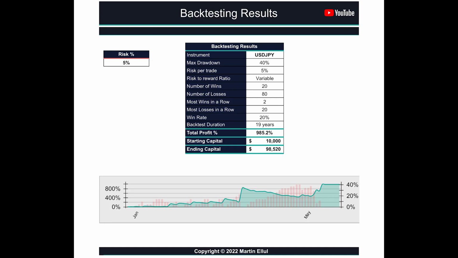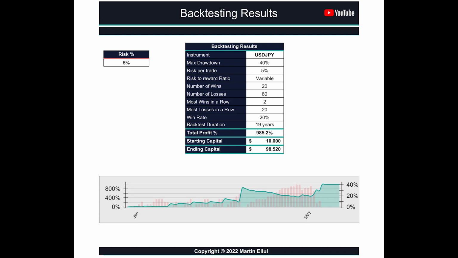And the backtest was over 19 years, obviously, because it's on the weekly time frame, with a total profit of 985%. So essentially, if you had started with $10,000, you would have ended up with $98,520. So it's almost times 10 over almost 20 years. So that's a pretty insane return.